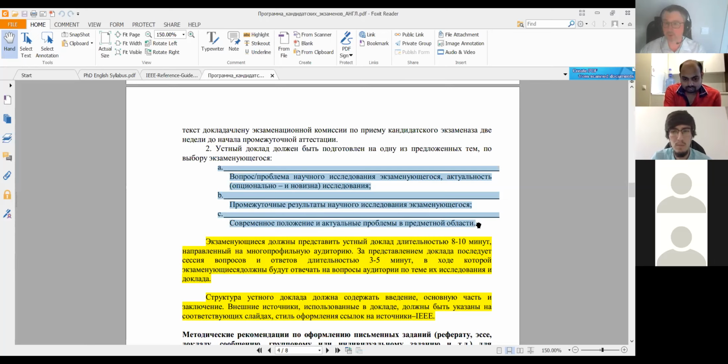For your candidate minimum exam, you will have to speak about one aspect of your research in depth, which is going to be a bit different from what you're going to do for your research presentation in this course. Got it. Thanks. Any other questions on the candidate minimum exam as per the Russian regulations?